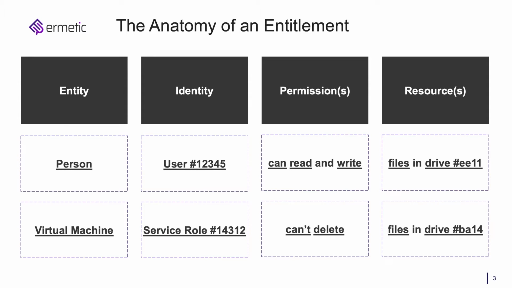So let's get started and look at what we call the anatomy of an entitlement. To fully understand an entitlement, we need to understand four components. The first is the entity. This is going to be either a machine or a person. The second is the identity. This is going to be a specific identity that the entity has access to. In AWS, for example, this could be either a user or a role.